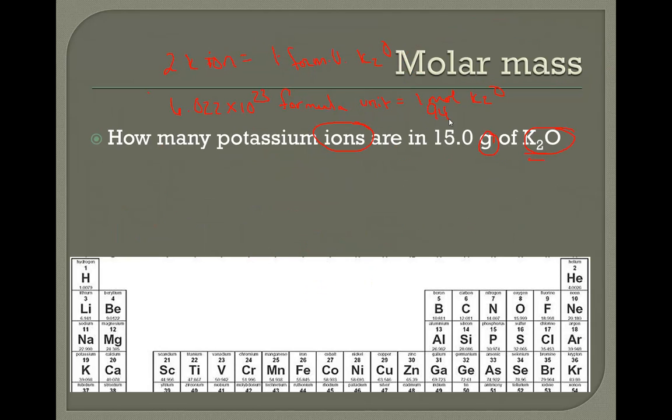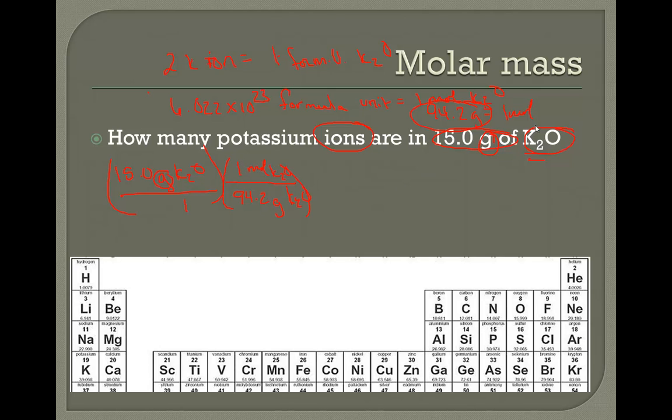So, put the starting number over 1. Just take it one step at a time. You can do this. Don't get overwhelmed. Okay, so here's our starting number. We have grams on top. We want to put grams on the bottom. So, because of grams, we want to look at molar mass. 94.2. Okay, we use that one now.